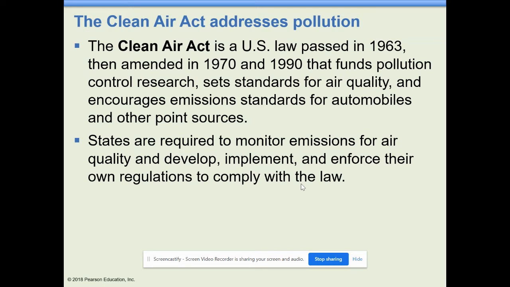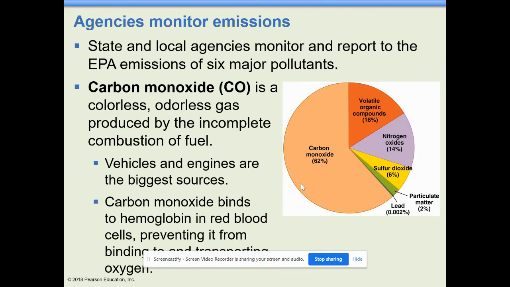The Clean Air Act is one way that we've addressed pollution. And in 1970, really that's the year that we sort of focus on, we set standards for air quality. And basically we said we would monitor the emissions and we would set standards and make sure that we try to enact laws in our state governments to monitor emissions. So the agencies that we have, like the EPA, monitor particular pollutants.